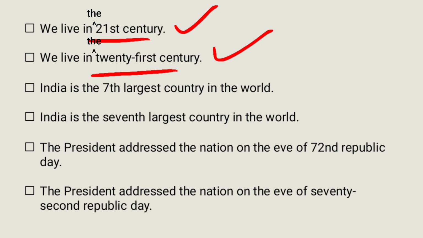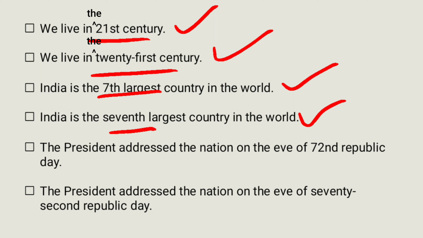India is the largest country, 7th largest country in the world. Correct? India is the 7th largest country in the world. This one is also correct because we can use whether ordinal or we can use position. Okay.